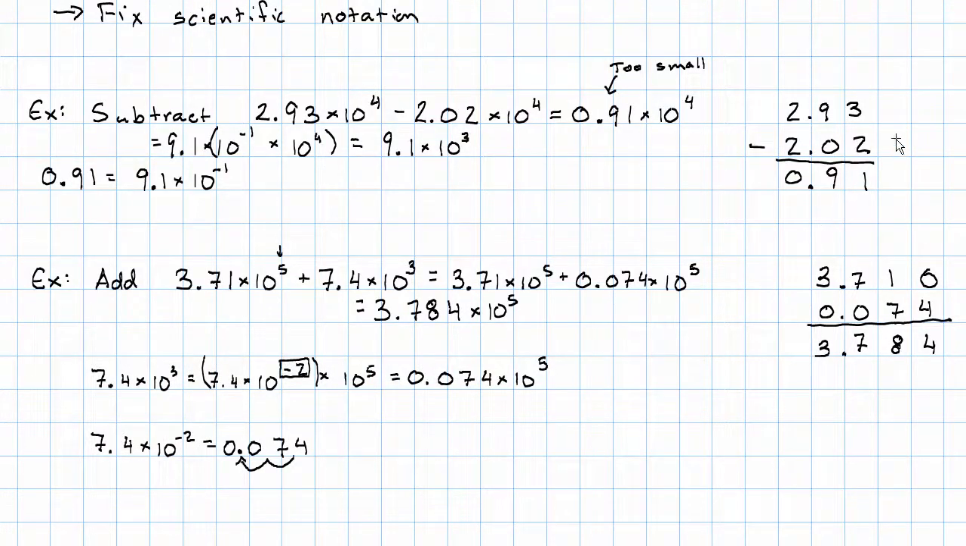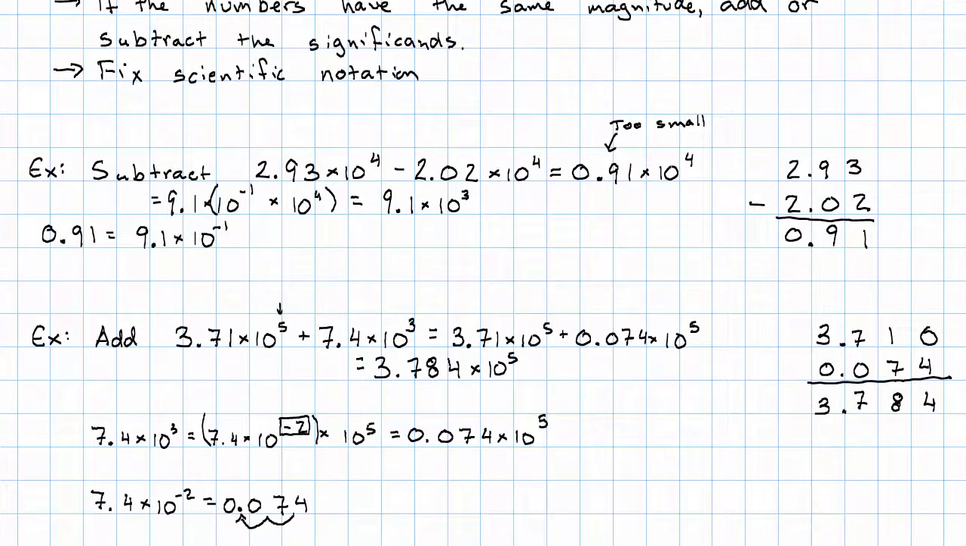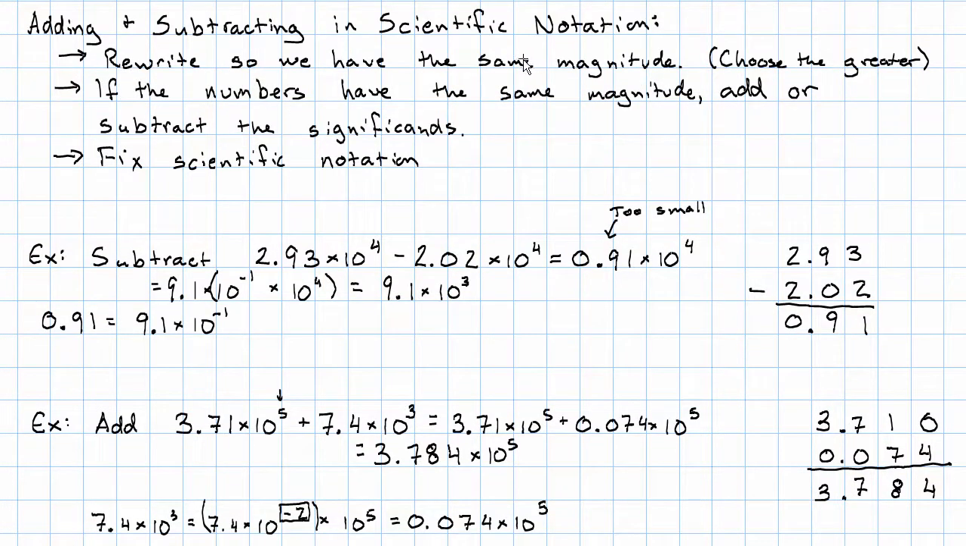So, what are my steps altogether? First, I rewrite so that both numbers have the same magnitude. Then, now that they have the same magnitude, I add or subtract the significands, depending on whether it's addition or subtraction. And then, if necessary, I fix the scientific notation.